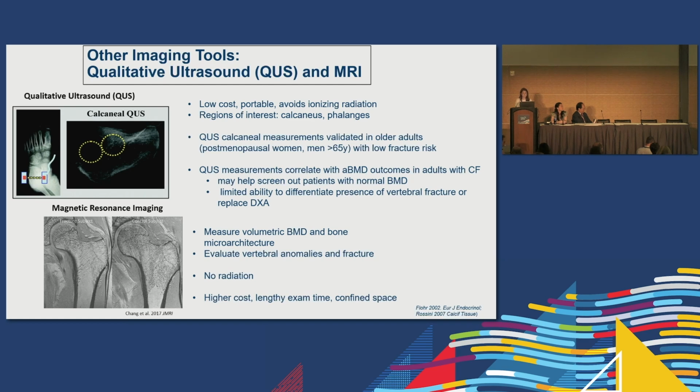We also have MRI. MRI is used in the clinical and research setting. It measures volumetric bone mineral density, bone microarchitecture, and can evaluate vertebral anomalies in the presence of fracture. There's no radiation, but it's definitely higher cost, has longer scanning time, and if patients don't want to be confined to the tighter space, that could be difficult.